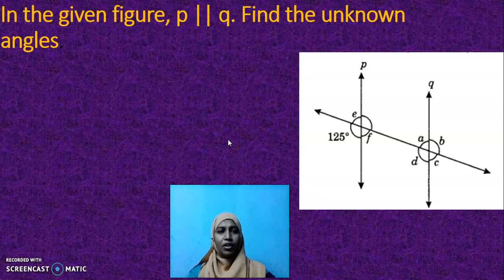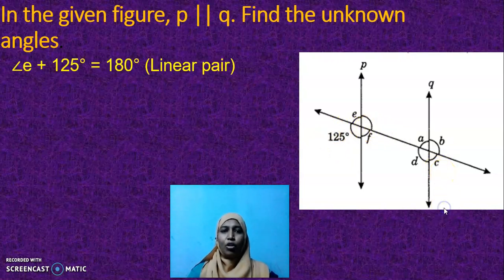Hi children, now let's continue with the same exercise 5.2. In the given figure, P parallel to Q, find the unknown angles. Just observe the diagram. Here we are not going to do much calculation. Just one single simple calculation and we will find all the answers. Isn't it nice? See here, I am not going to do any calculation here. I'm just going to do everything in the diagram itself so that you will feel easy.